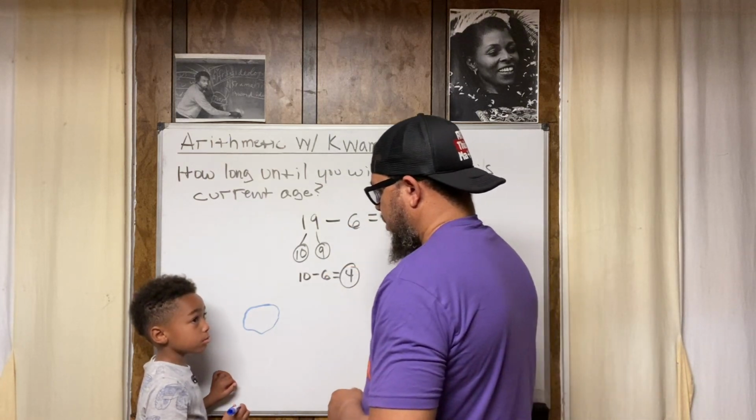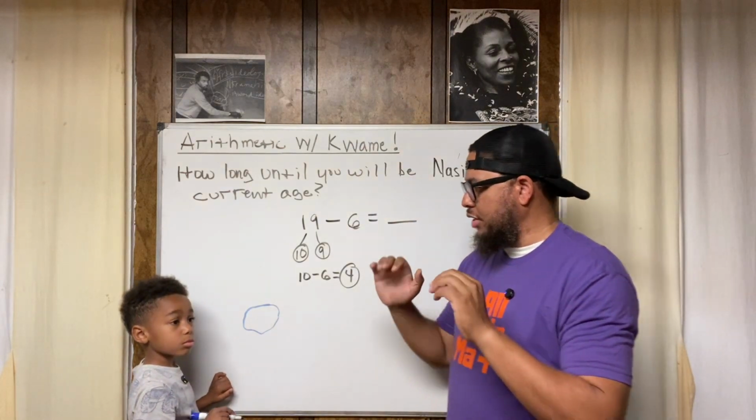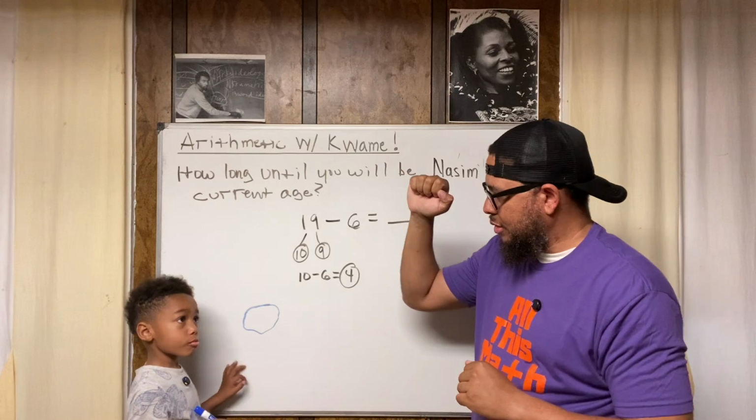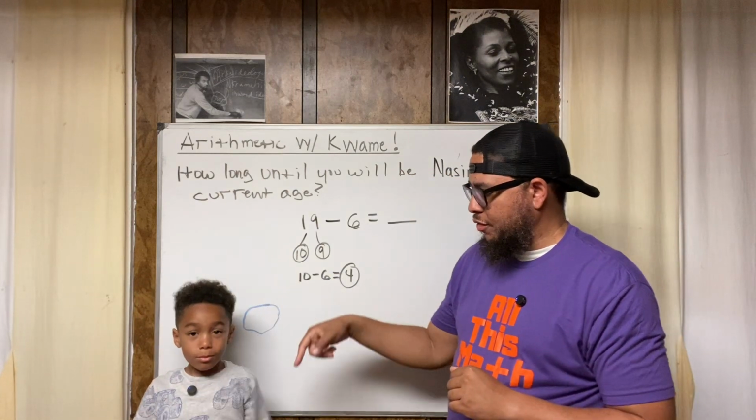Number bond. We could do a number bond, but what if we just count on using our fists and our fingers, right? Using the Black Power Fist, right? Right hand. That's your left hand. Use right hand.